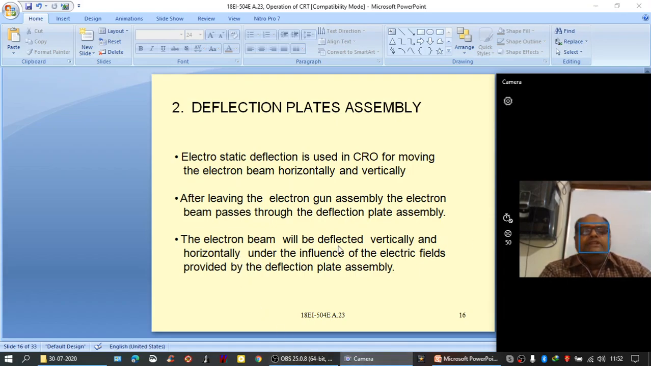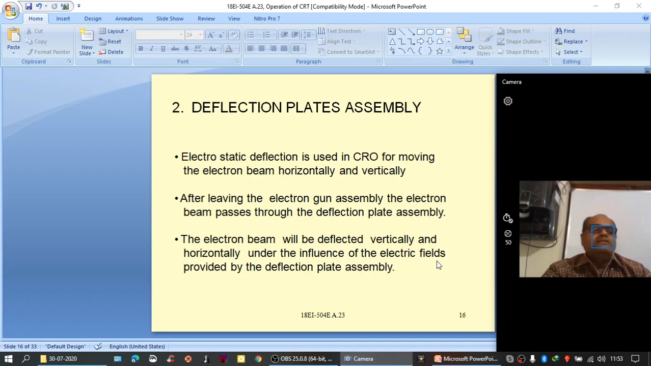The electron beam will be deflected vertically and horizontally under the influence of electric fields provided by the deflection plate assembly. Because of vertical deflection plates, the electron beam moves from top to bottom or bottom to top, oscillates between up and down.